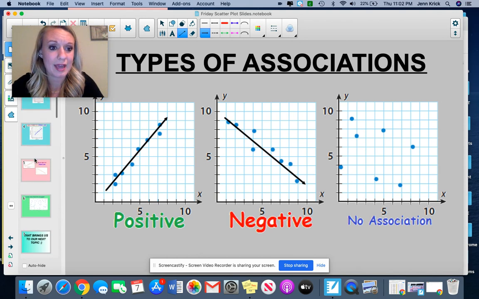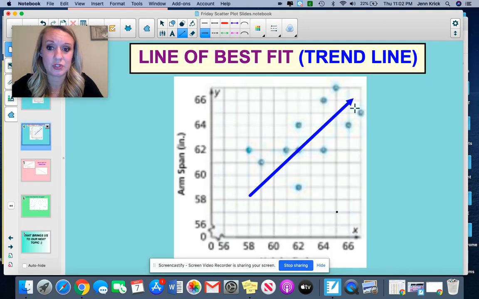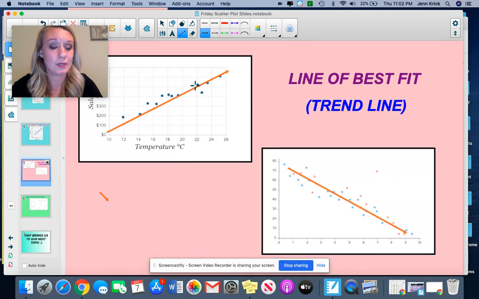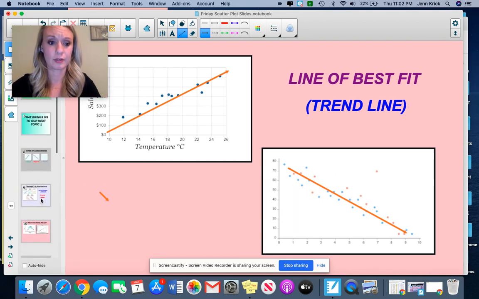If I'm looking back at these graphs here, because this is going up, that would be a positive association. This would also be a positive association. As your temperature is increasing, your sales are increasing. This guy, because it's going down, it would be a negative association. Hopefully you can kind of see that. You guys are awesome at slopes, so I don't think it'll be that hard.